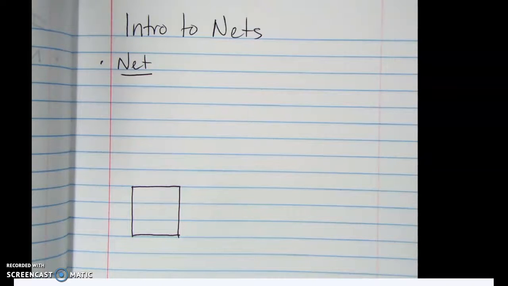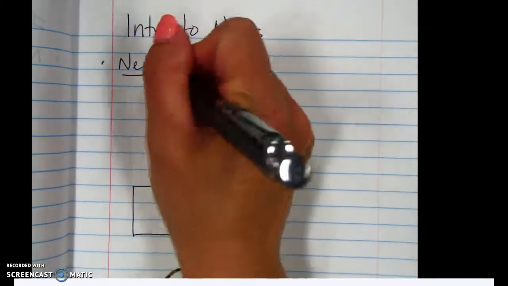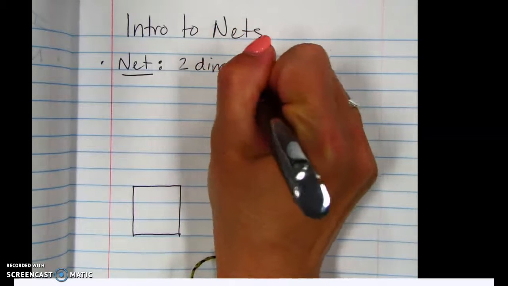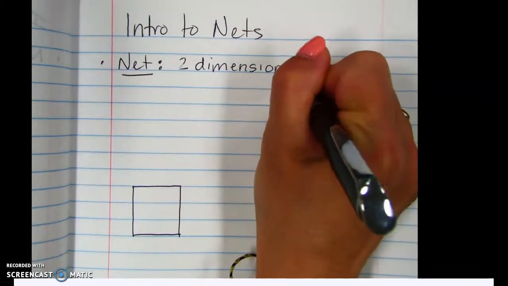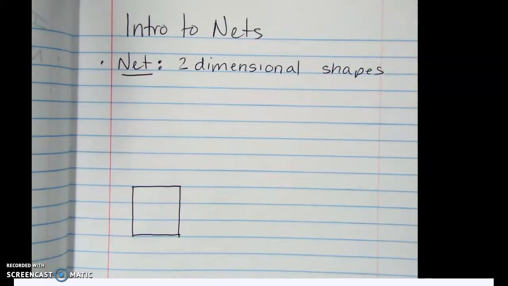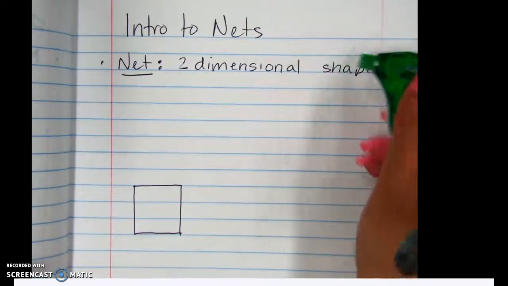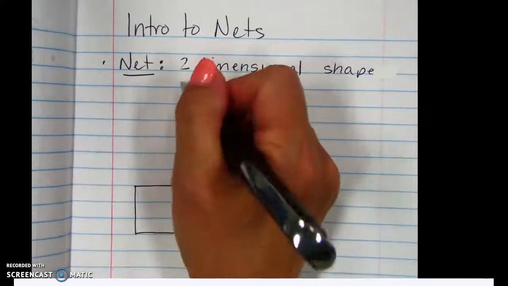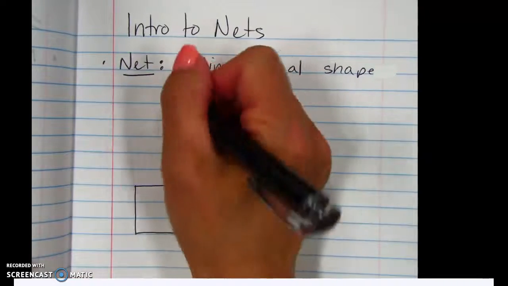So today's lesson is called Intro to Nets. We are still working with geometry, and you may be thinking of a fishing net or something like that, but that is not what a net is. A net in geometry is a two-dimensional shape. So that means if it's a two-dimensional shape, it is a flat surface. I'm going to get rid of that S on shapes. But it does have shapes. Okay. And it is a composite figure.